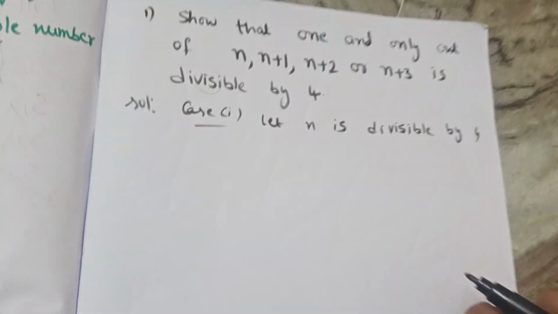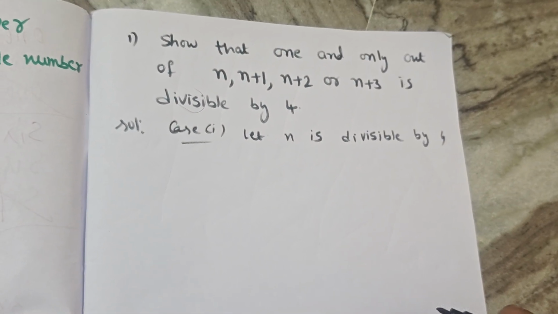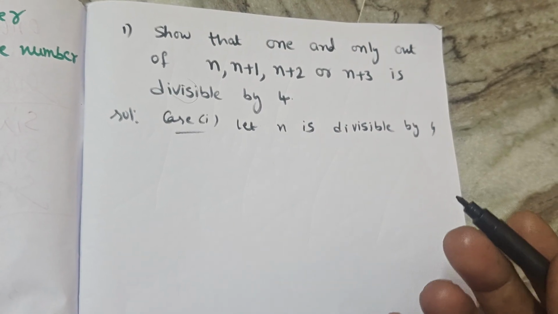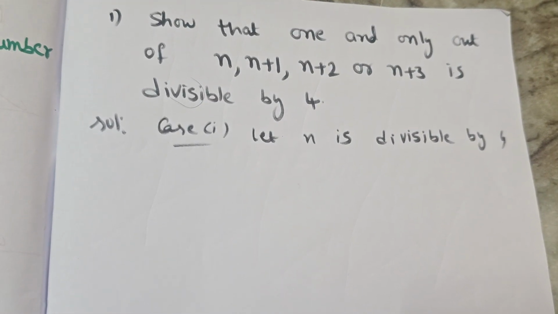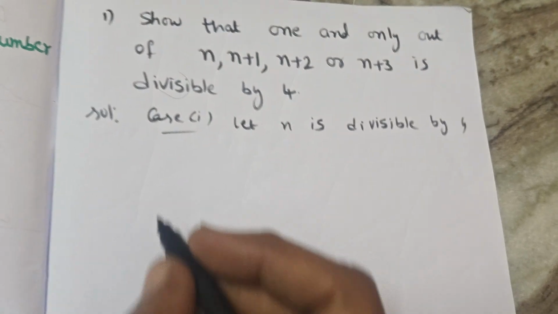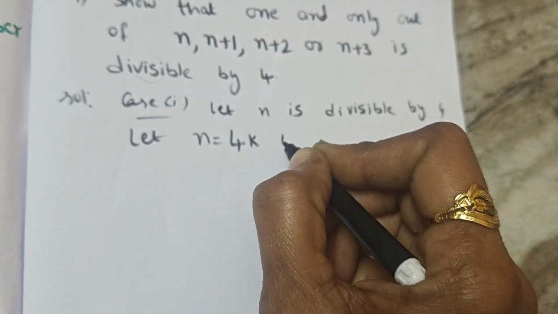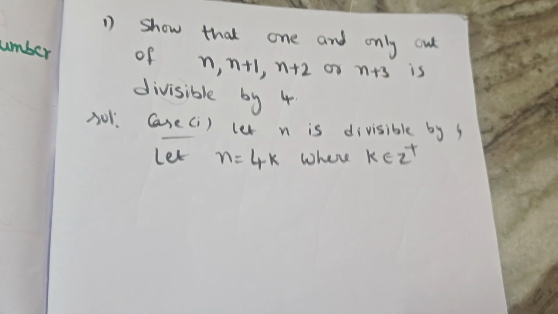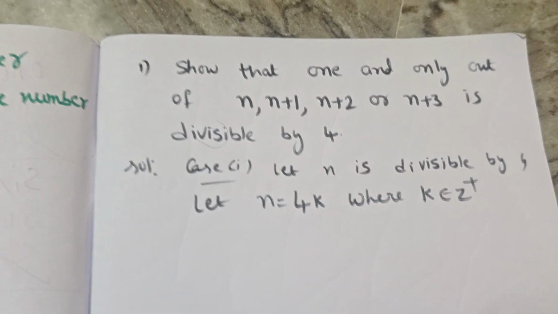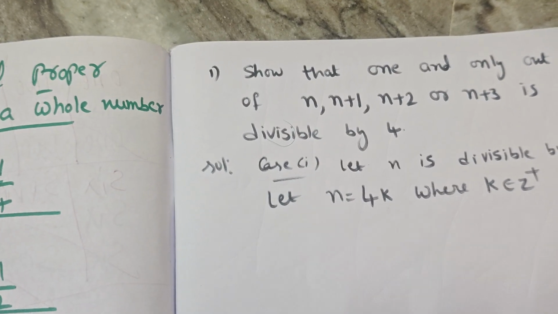Children, if n is divisible by 4, then what will be the value of n? It will be a multiple of 4. Is it right? It may be 4, 8, 12, 16. Then only it is divisible by 4. So can we write all the multiples of 4? No, we can't write all the multiples of 4. So what do we have to do? Let us take n equal to 4k, where k belongs to Z plus, because we can't write all the multiples of 4. You take any positive integer. Okay children, suppose if they ask in the question divisible by 3, you have to take n equal to 3k.